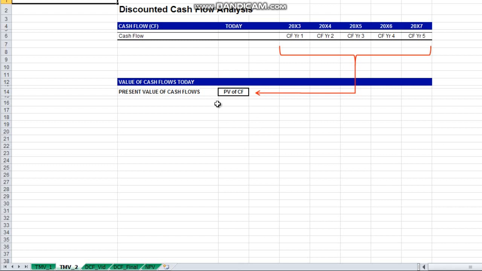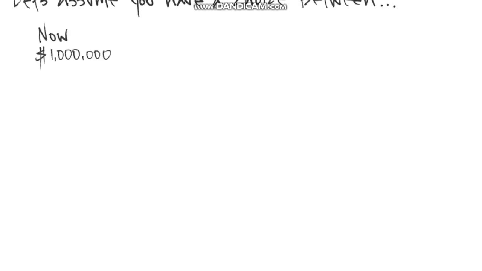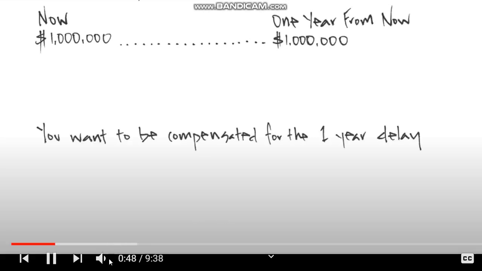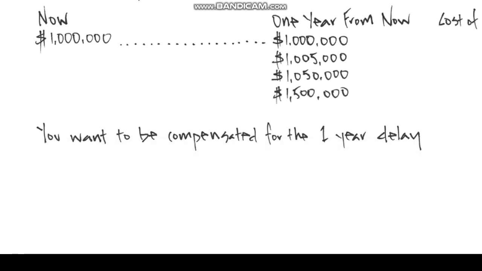And present value is determined by your cost of capital. Let's look at a quick example to help think about cost of capital. Let's assume you have a choice between $1 million now or $1 million a year from now. Certainly you would prefer $1 million today because you want to be compensated for the 1-year delay. But at what incremental value would you change your mind and wait that year? This is an easy way to think about your cost of capital.